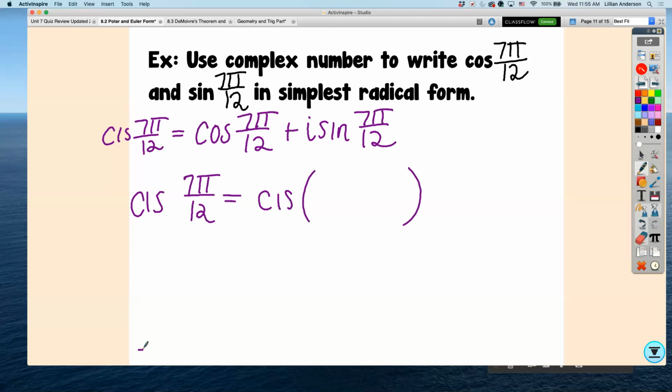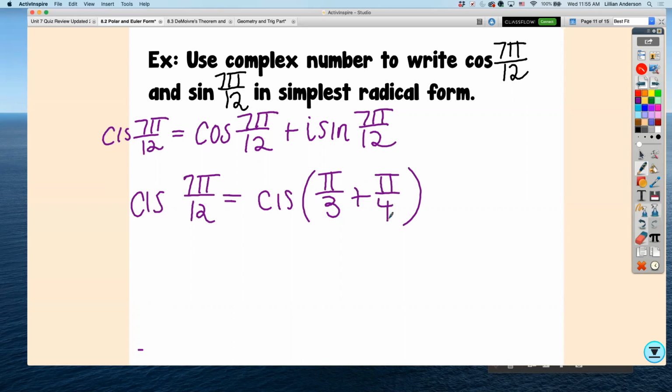Since I want them in simplest radical form, I definitely want values that are on my unit circle. So what two angles can I add or what two angles can I subtract that will give me 7 pi over 12? Two angles add to give you 7 pi over 12, or subtract. So pi over 3 plus pi over 4.